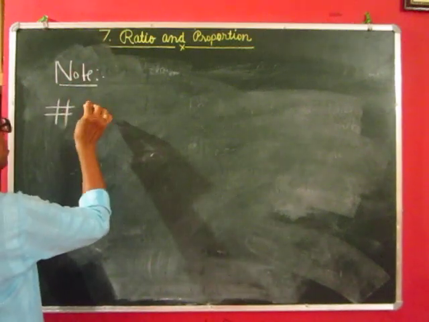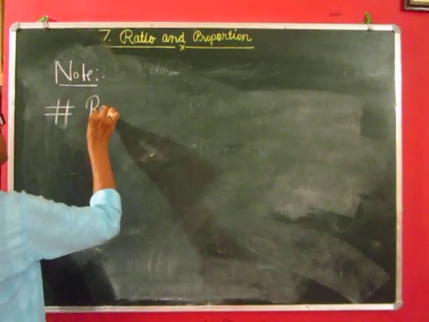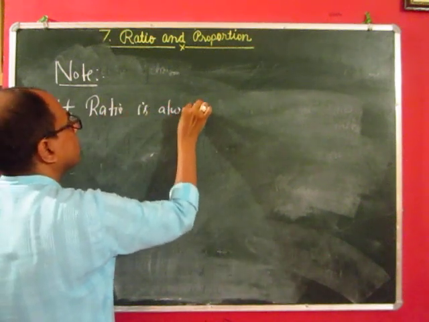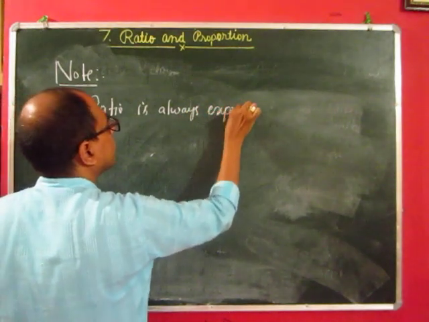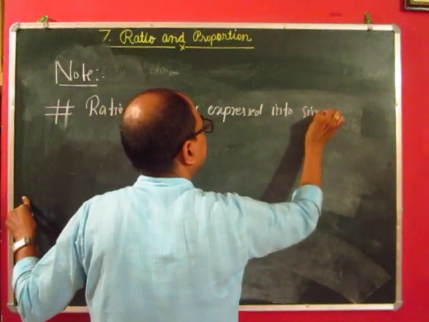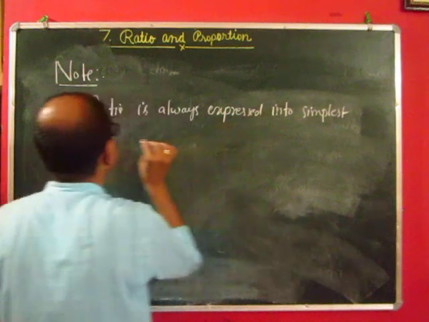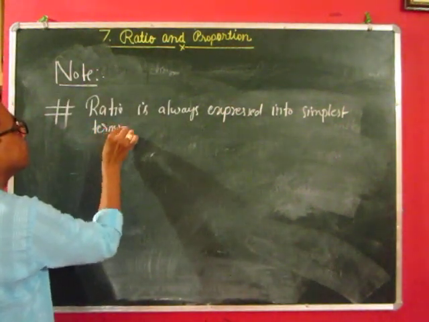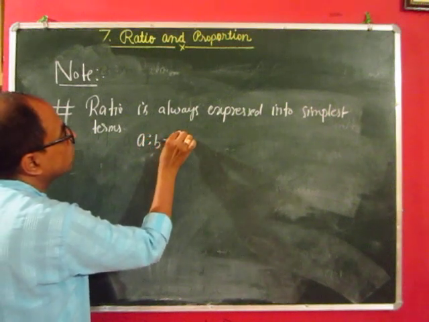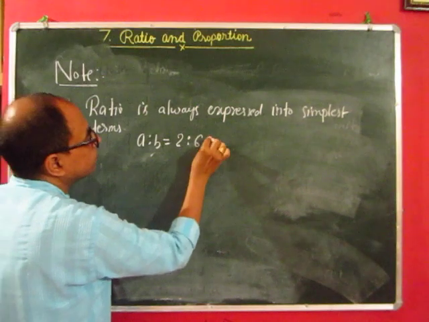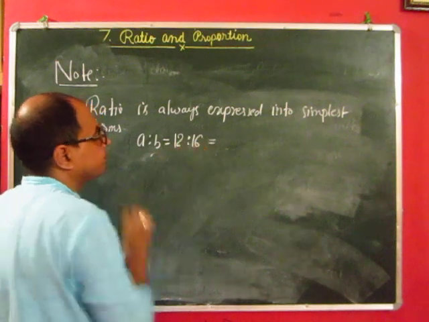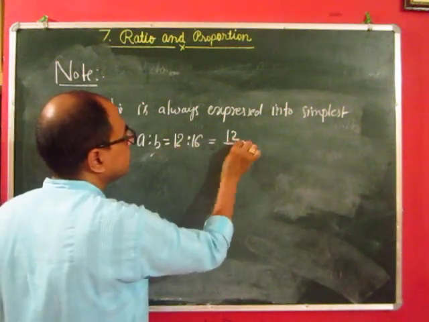Clear? Ratio is always expressed into simplest terms. For example, if A is to B is equal to 2:6. Clear? So it can be written as 12:16. So it can be written as 12/16.